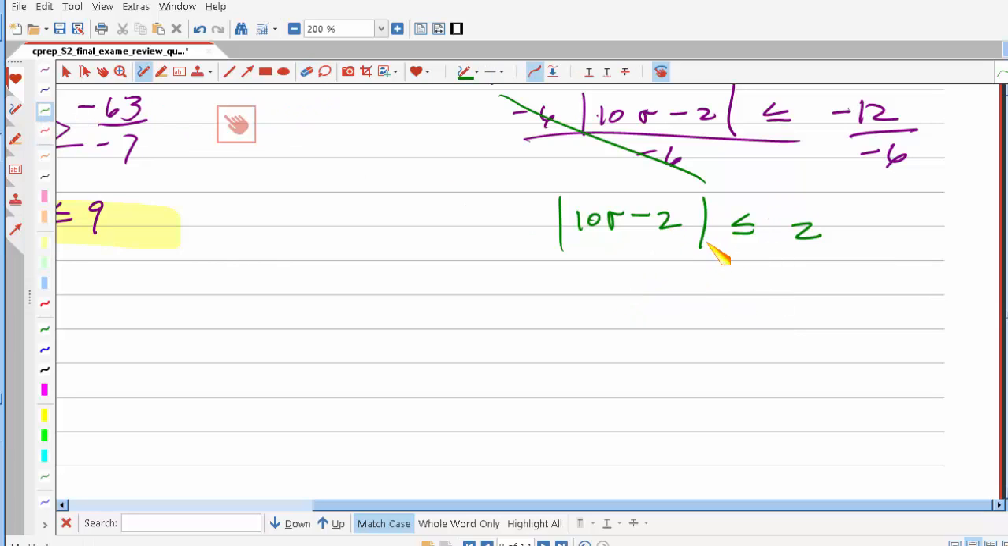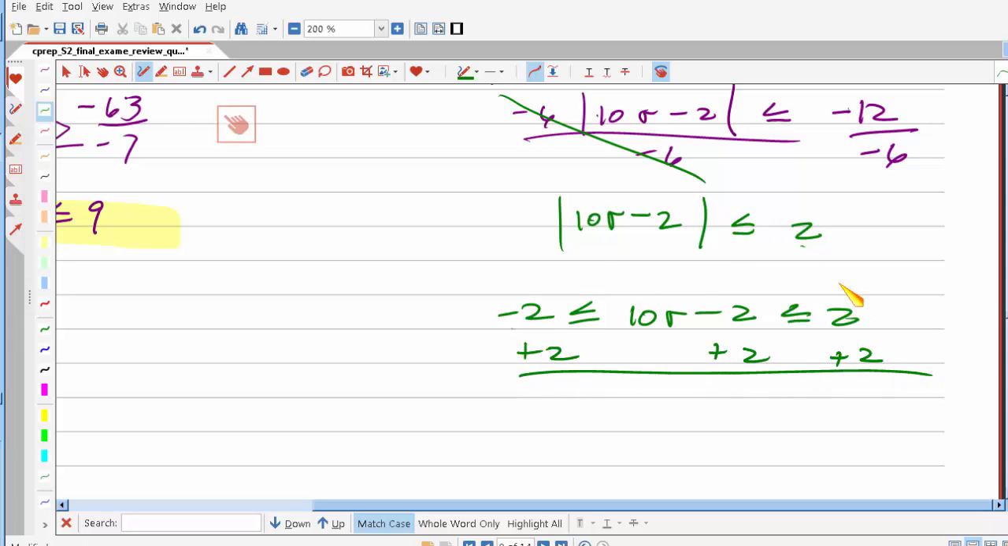In the case of the less than, I end up rewriting it this way. Okay, you take that 2, put it down there, put a minus sign in front of it, get rid of the absolute value symbols. And I get 0 less than or equal to 10r less than or equal to 4. And now I divide everything by 10.